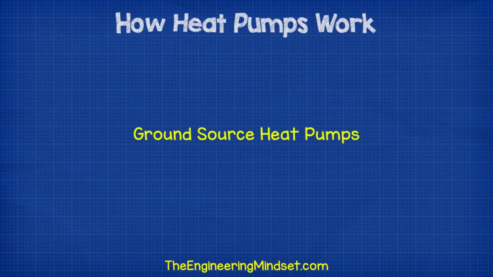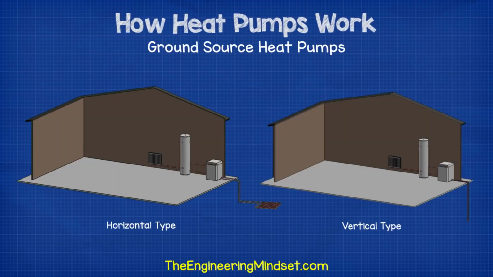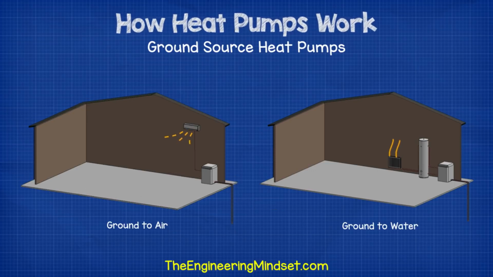Ground source heat pump. There are two main types of ground source heat pumps, that being the horizontal and the vertical type. Both essentially work the same, it's just how they access the heat in the ground that varies. We'll look at when to use the different types as well as the pros and cons to these in our next video. This video we're just going to focus on how they work. Ground source can be used for heating air or water.